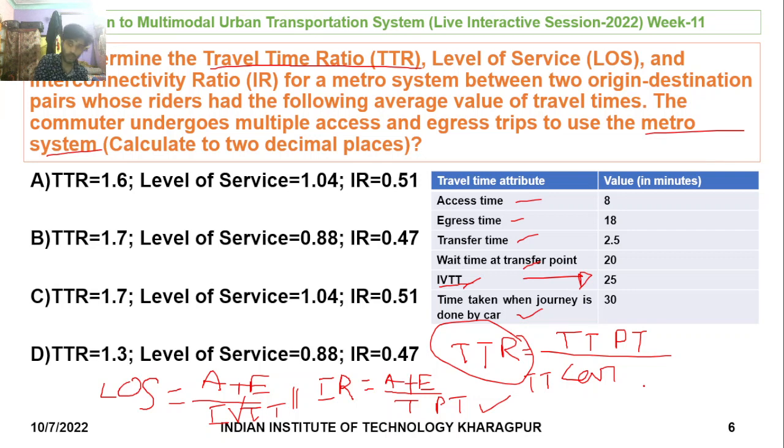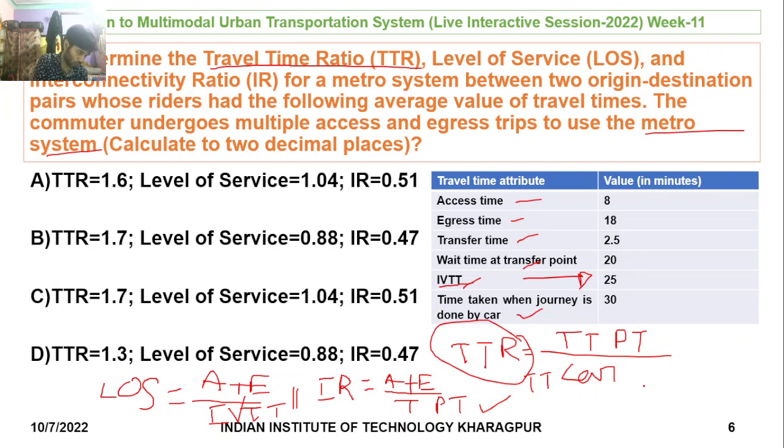This is TTR, and then what is your level of service? Okay, level of service is this. So I got my level of service as well, and then what is this? Okay, 20. Okay. So I got my values.